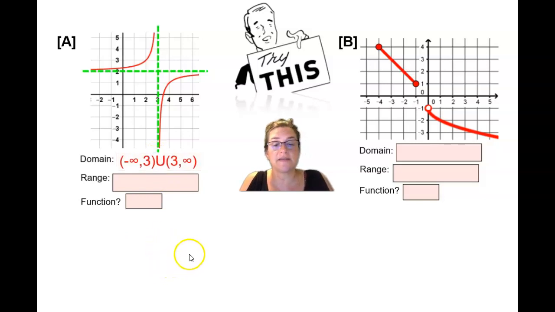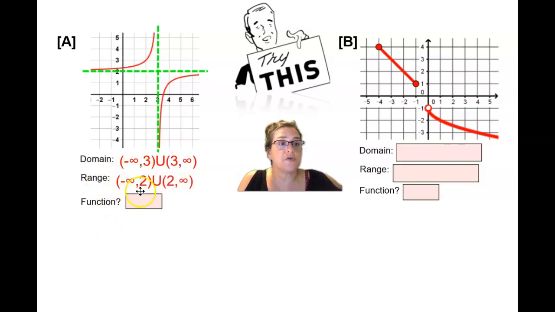So the domain is the interval from -infinity to 3, union 3 to infinity, and it's open. Then the range is going from -infinity to 2, right, union 2 to infinity. So all real numbers except 3 are the domain, all real numbers except 2 are the range, and yes, this is a function. It passes the vertical line test.